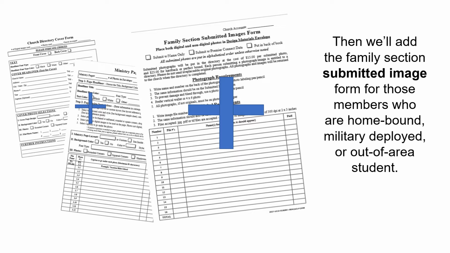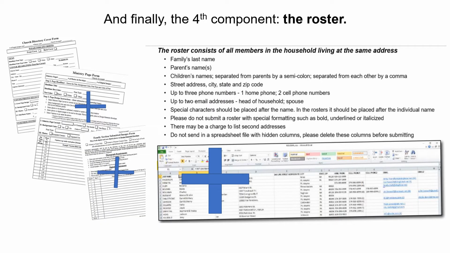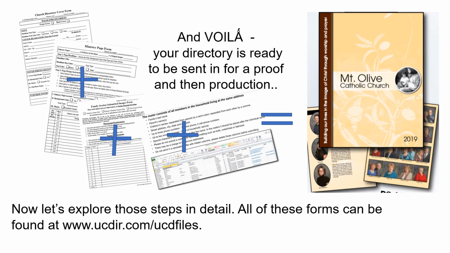Then we'll add the family section, submitted images formed for those members who are homebound, military deployed, or out of area students. And finally, the fourth component, the roster. The roster consists of all members in the household living at the same address. And voila, your directory is ready to be sent in for proof and then production. Now let's explore those steps in detail.